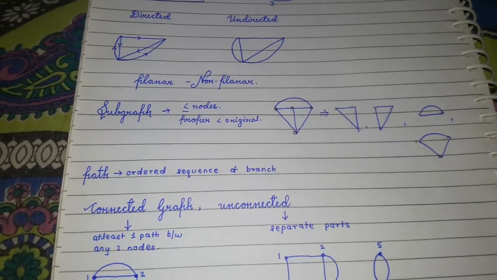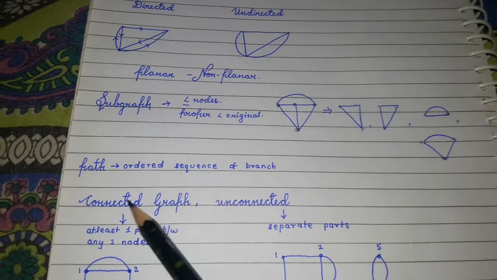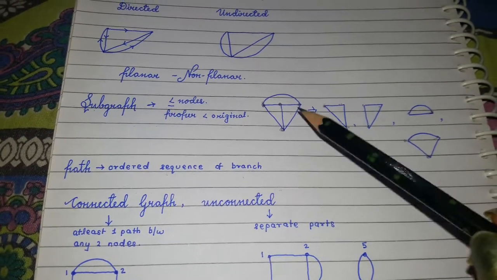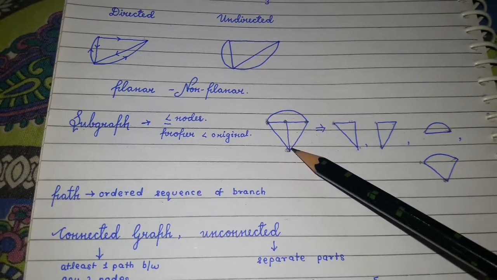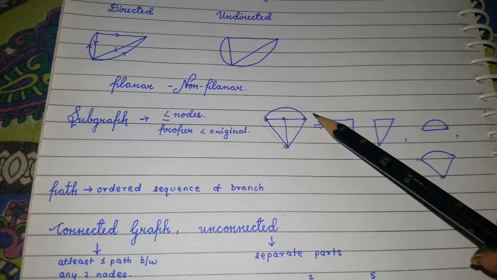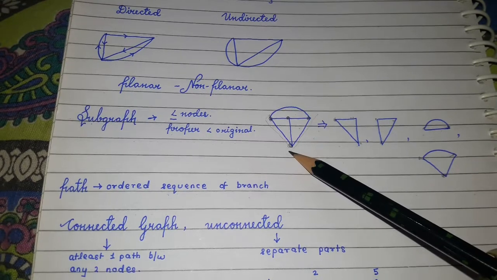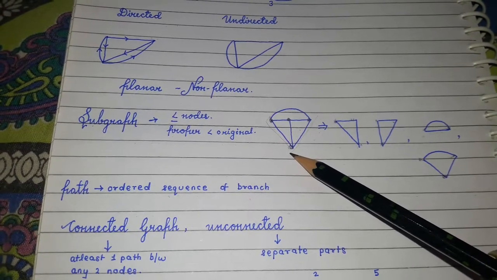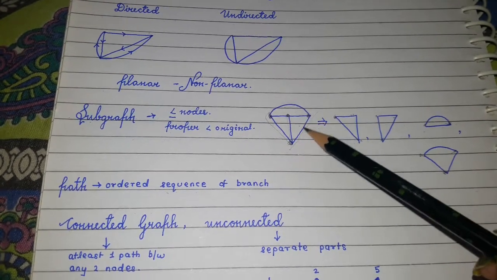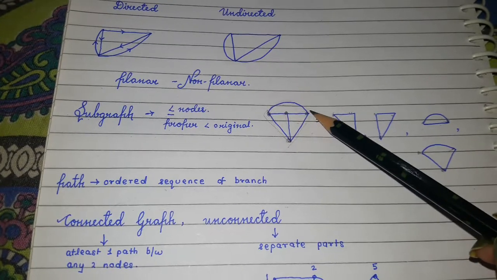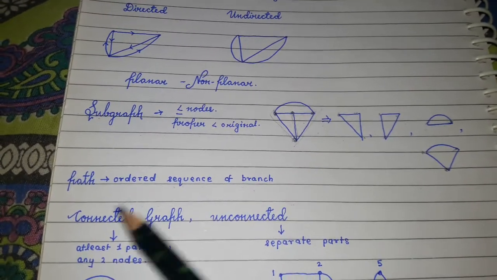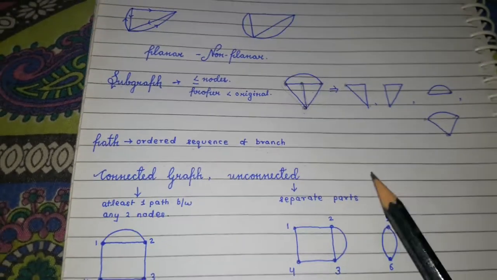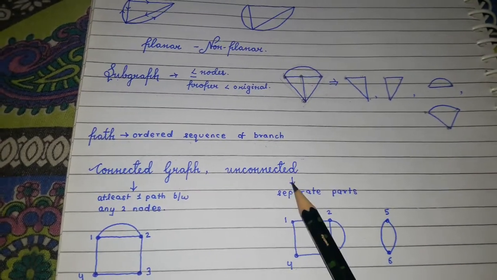Let's talk about what is a path. A path is an ordered sequence of branches. Here we are taking this graph into consideration. A path could be like this, this and this. It is an ordered sequence of branches. It could be like this as well. It could be anywhere, but it has a particular sequence of branches, so this is called a path.